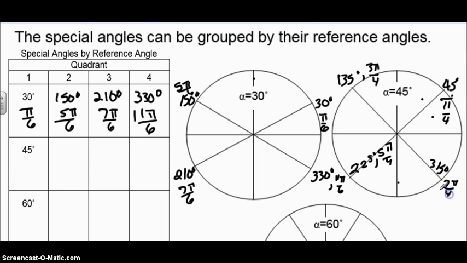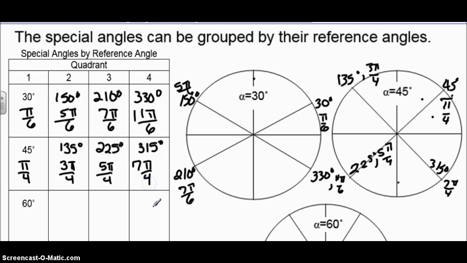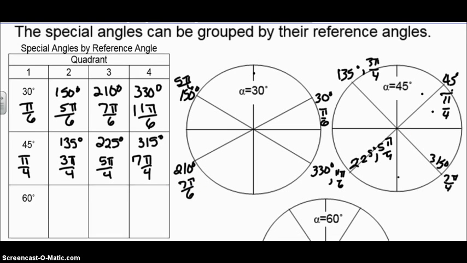So let's put that into our chart. So 45 degrees was pi over 4. Then the other angles with 45 as their reference angles were 135, 225, 315. And that was 3 pi over 4, 5 pi over 4, and 7 pi over 4. All right, let's scroll down a little bit and we're going to talk about the 60 degree.